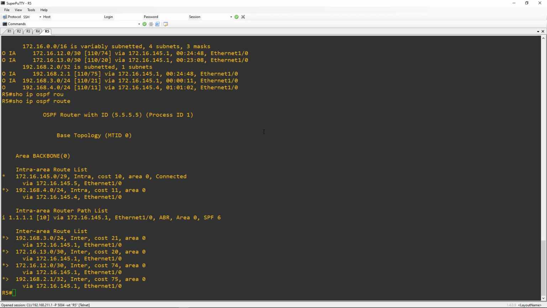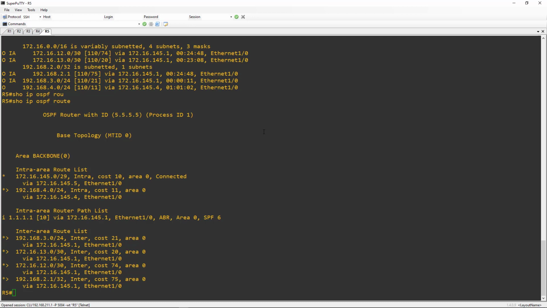The exchange state, this is where we're exchanging a summary of our database, right? A summary of our link state database so that we can determine what types of routes need to be learned, what types of routes need to be processed, right? So stuff that I have that you may not have, or stuff that you have that I don't have, that's where we're going to go into the loading state. The loading state is where we're actually exchanging the link state requests and those link state updates, and then finally the full state, right?